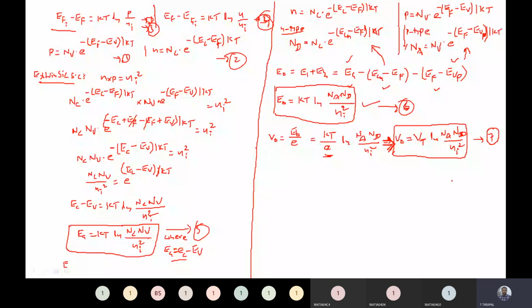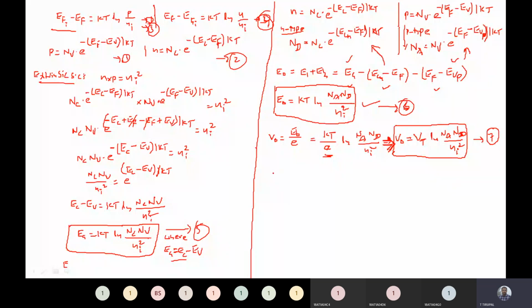V naught is equal to VT ln Na Nd by Ni square, where VT is KT by Q. What about E naught, the potential energy barrier for electrons? E naught is equal to KT ln Na Nd by Ni square. Okay. The other two equations are very important. Again, we will call these equations like this. Let us derive those equations here, and we'll close these equations. This is the seventh equation. Still two more equations are there.